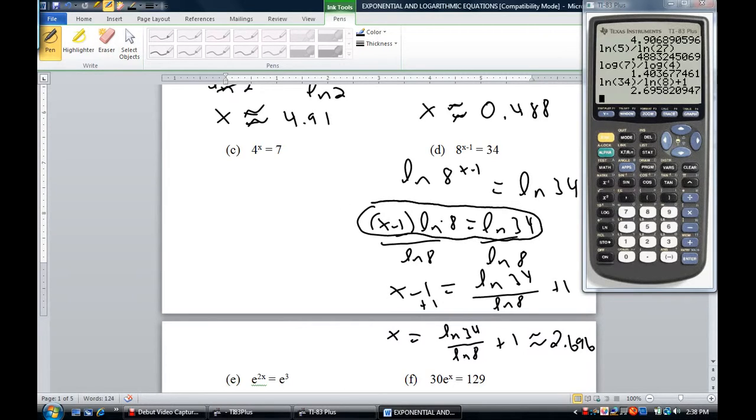They may want you to distribute the natural log of 8. So that would be natural log of 8. I'm going to put the x in front. Minus natural log of 8 times 1 is natural log of 8 equals natural log of 34. Then they may want you to add natural log of 8.